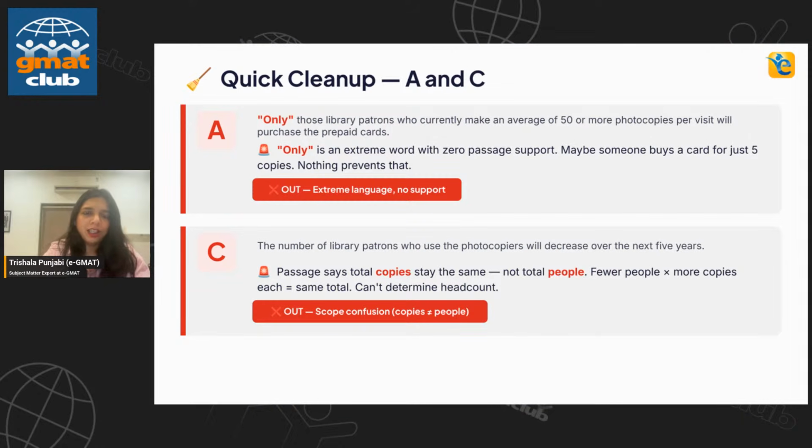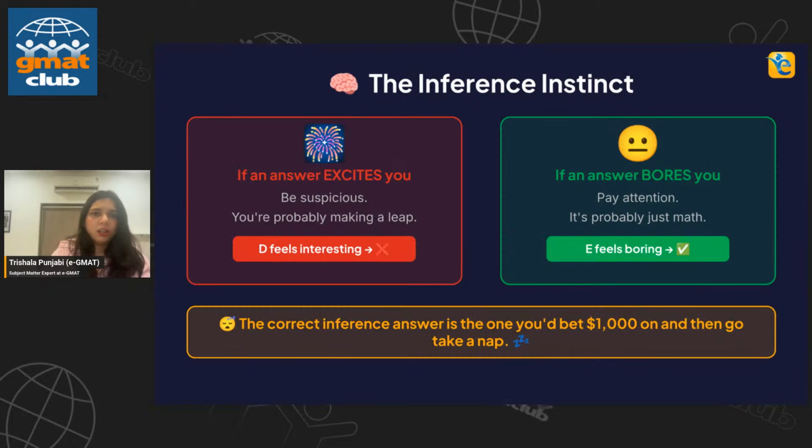Okay. A and C, none of you chose. But again, "only" is also an extreme thing, that only those library patrons will do that. And a number of library patrons will decrease, nobody is saying that. So look at how we can have such laser focus on that one particular thing, not getting into the trap.